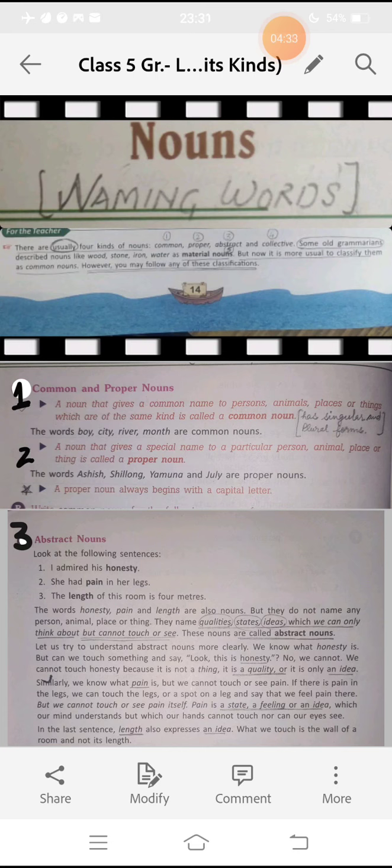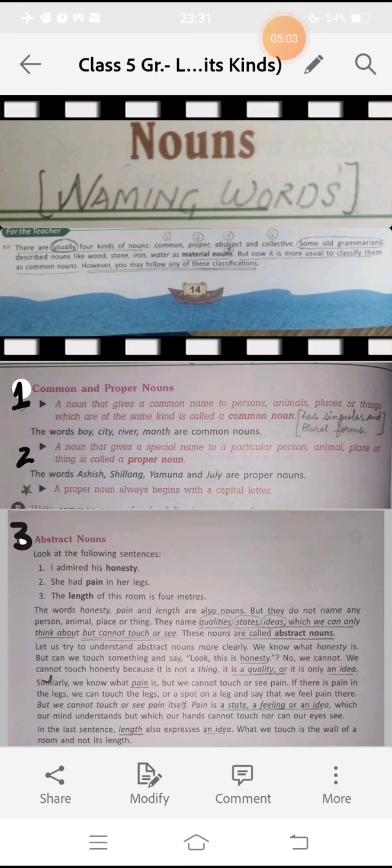Similarly, if I say Chandigarh, Shillong, Yamunanagar, Jagadhri, I am taking proper names of the places or special names of these places. But if I call them city, that will be a common name. So the words like boy, city, river, month, these are common nouns.